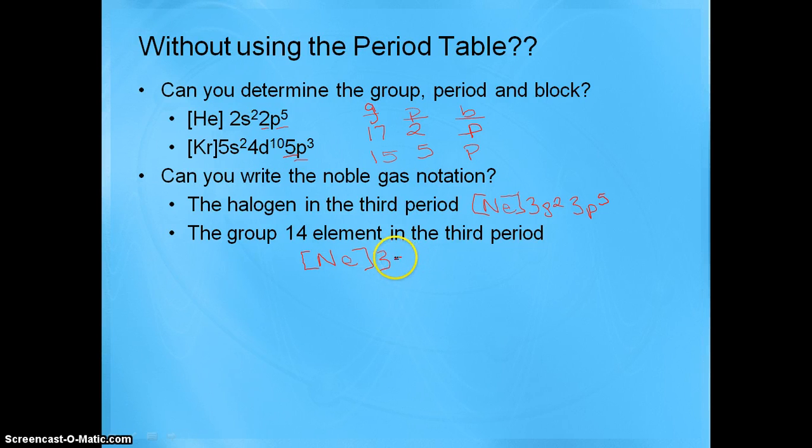Now, if I'm group 14, have I filled my S's? Yes. So 3S2. Are there any D's? No D's, not unless I was in the 4th period. So we can go straight to 3P. Which P? Let's see. P block starts with group 13. So 13, 14, P2. We can count. You should be able to do this on your own without the periodic table. We will practice in class, but you are expected to be able to do that. All right. Good luck.